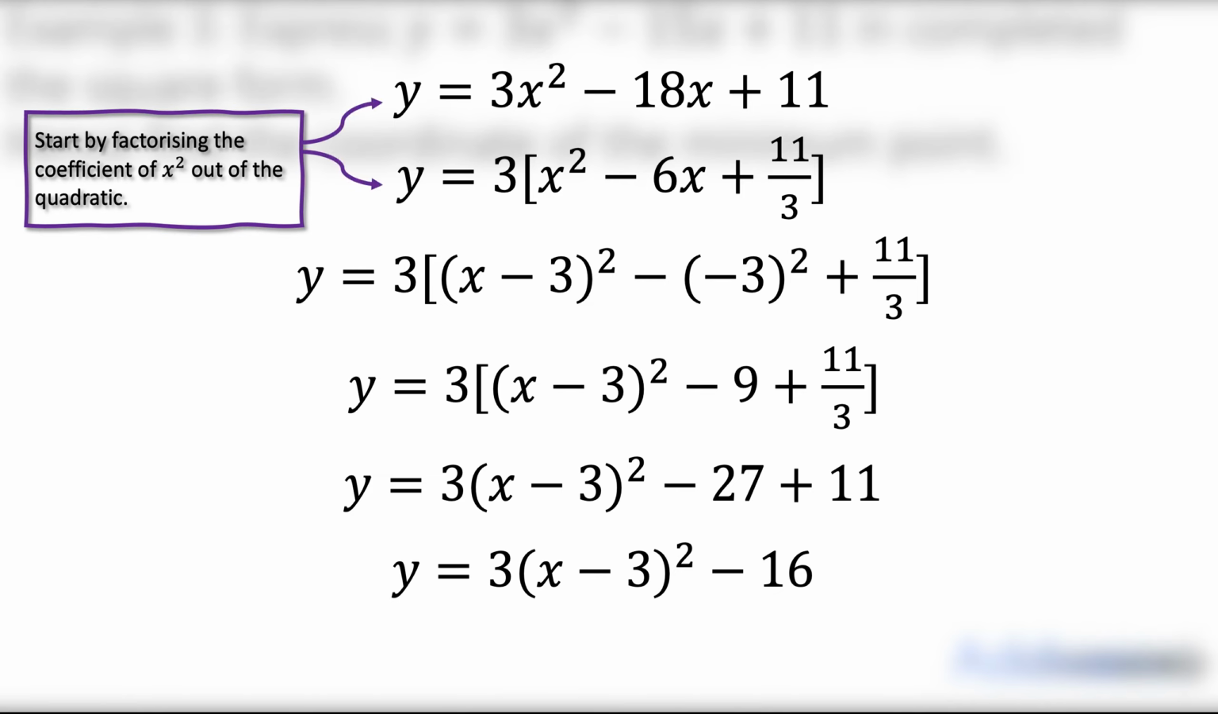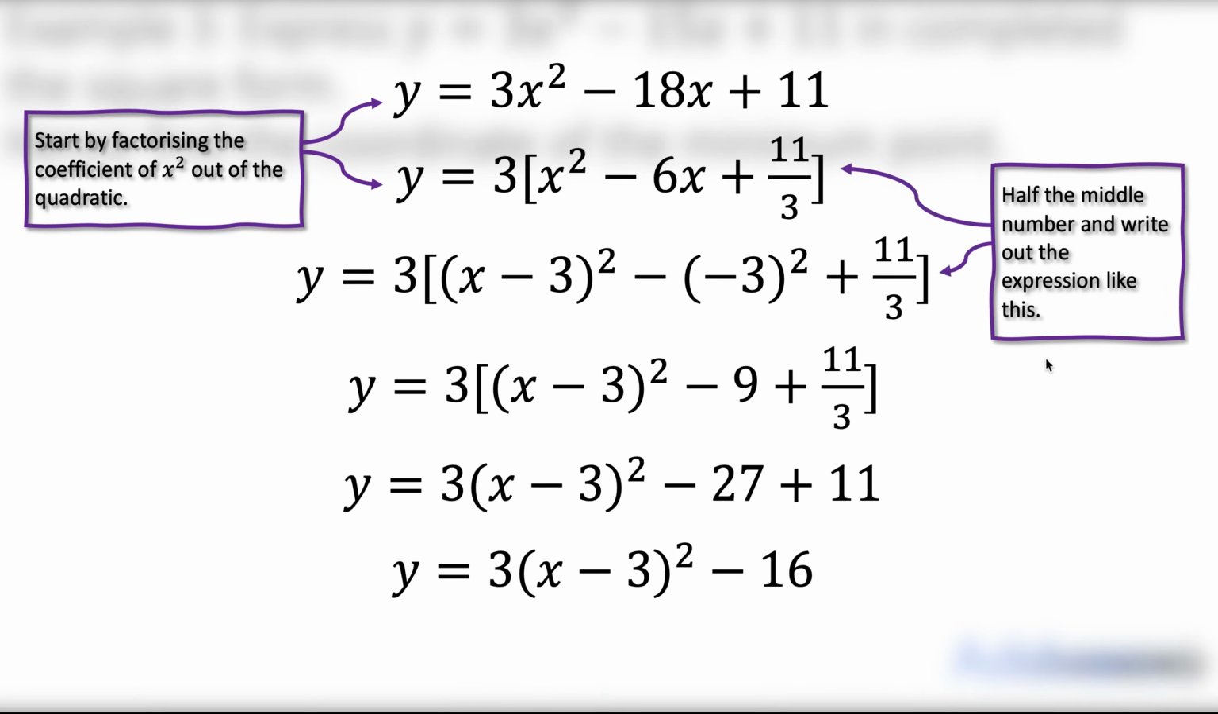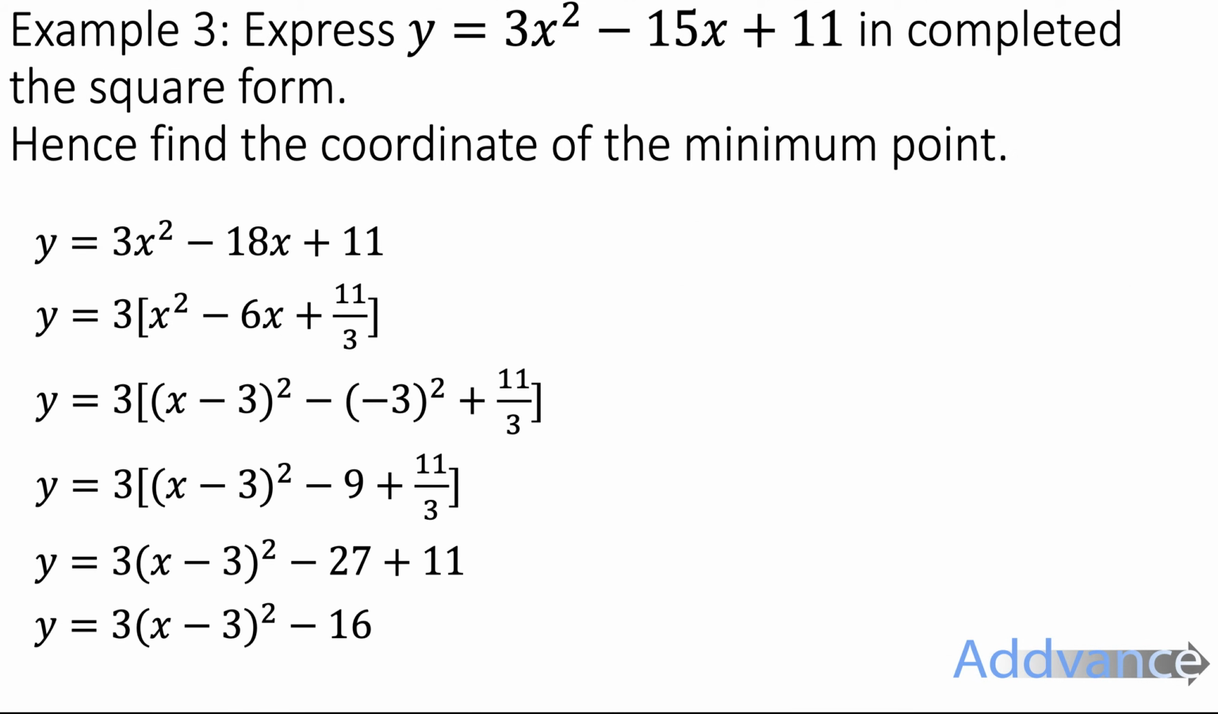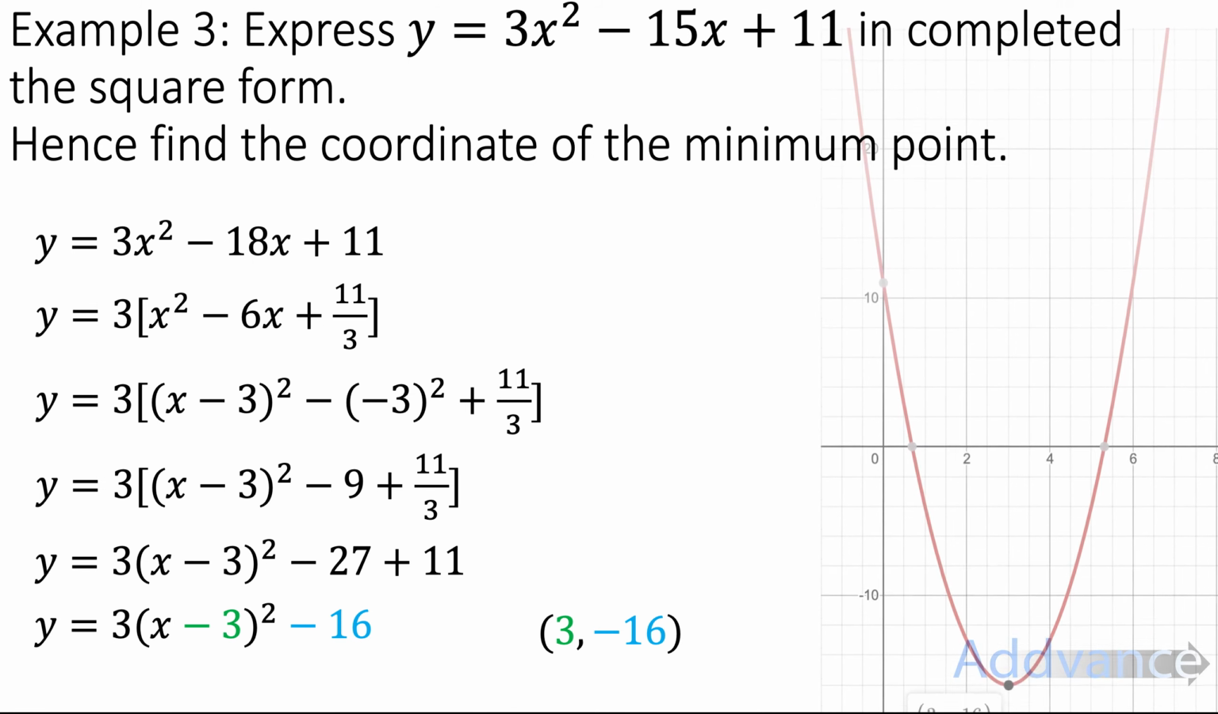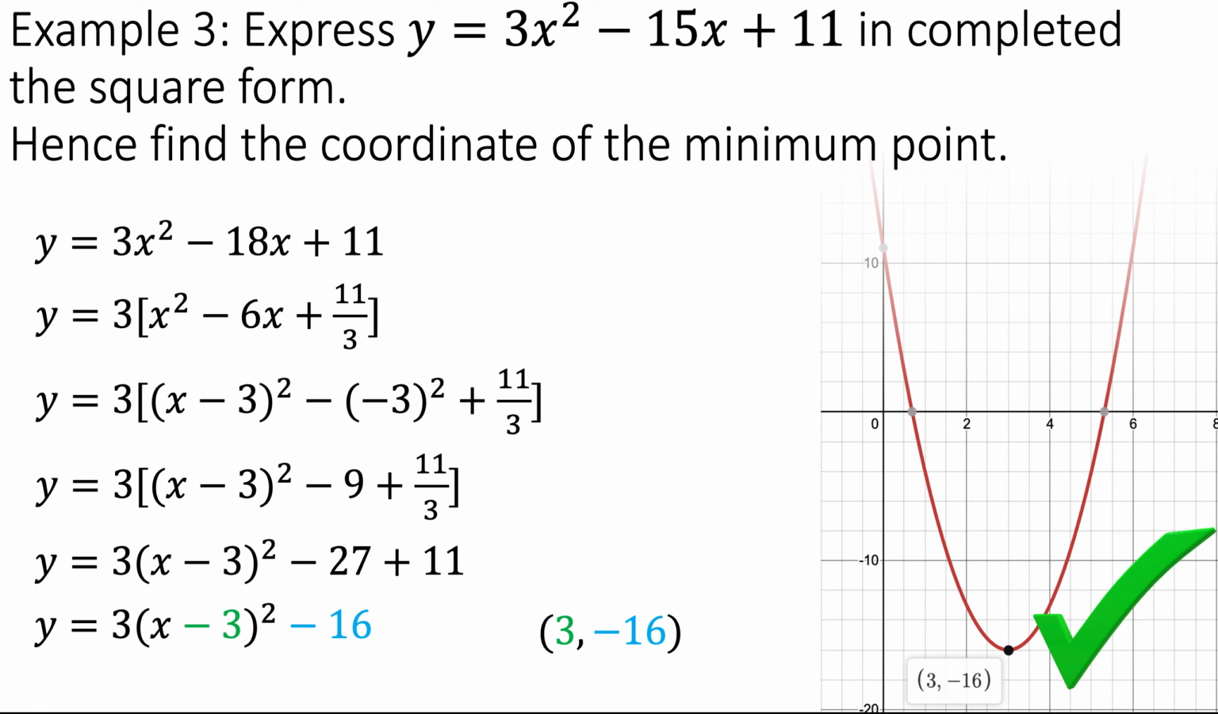So just to remind you, start by factorising out the coefficient of the x squared. So here the coefficient was 3, and we factorised out a 3 from everything. Then we halve the middle number of the quadratic, and we write it out like this. Here we simplify and expand. And we've done. Now we get the completed square form is y equals 3 times (x minus 3) squared minus 16.